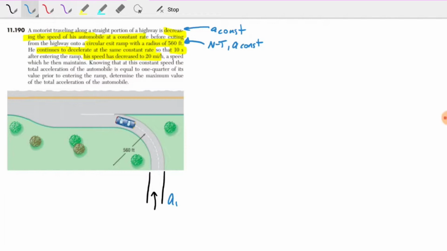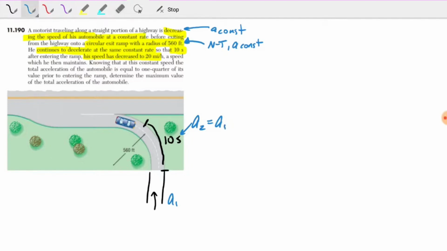He's going to hit this space where he starts moving in a circle, and they say it takes 10 seconds. So we'll say this space right here is a 10-second space. I don't know how long it is, I just know it's 10 seconds long for him to get that far. They say his acceleration is going to be the same value as before. So for this 10-second space, he has some acceleration, we'll call it acceleration 2, and we know it's the same as acceleration 1.